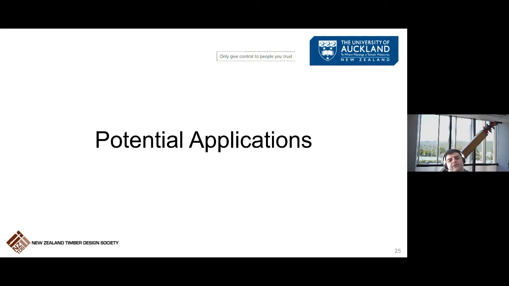Potential applications. As I mentioned, our presentation today is timber focused, but the applications of this technology are not limited to timber or a specific type of lateral system. So quickly here I go over different applications.